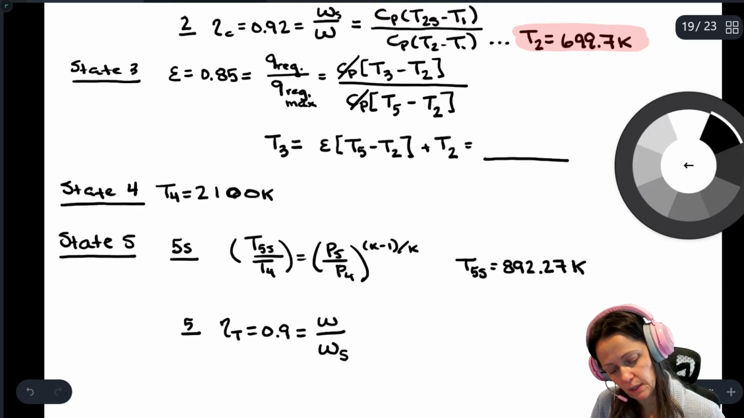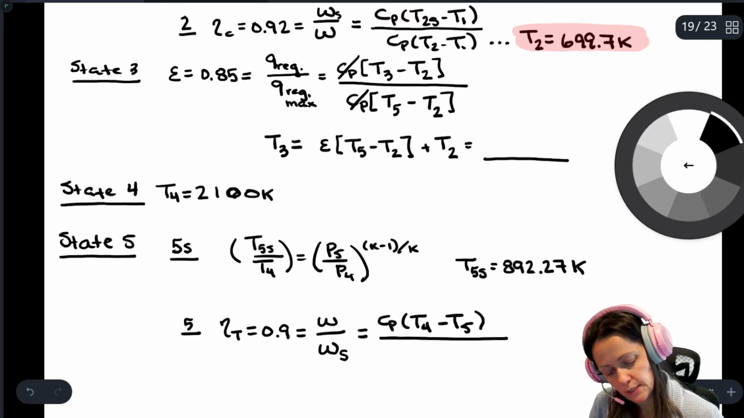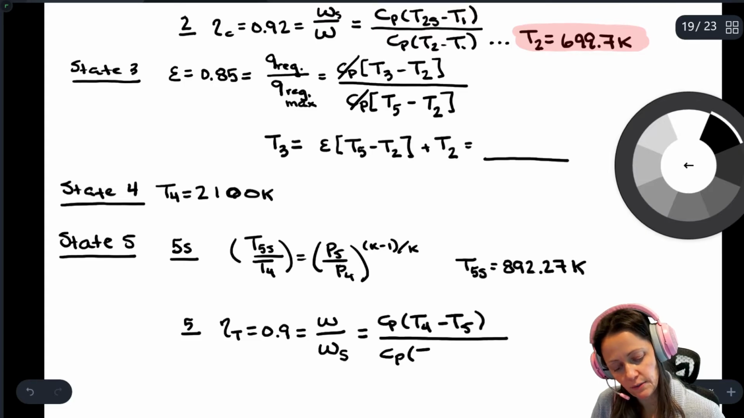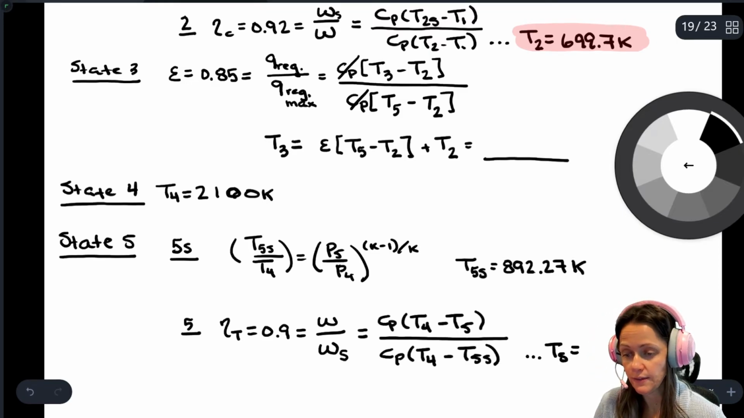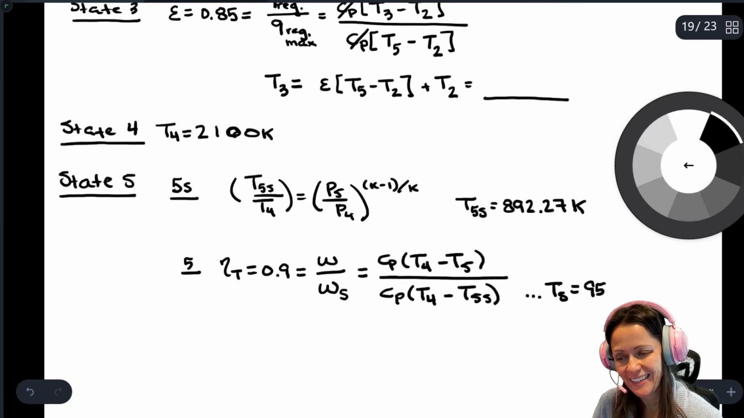But of course, I'm not going to use that. It's the T5, which I calculate from that isentropic efficiency. So my T5 ends up being 952, and I realize it's behind my head. 952.66 Kelvin.